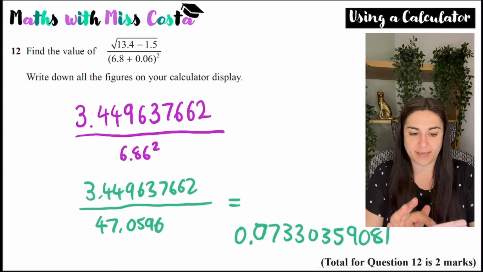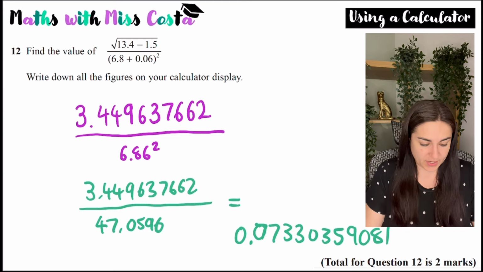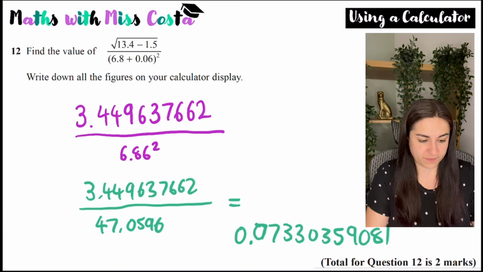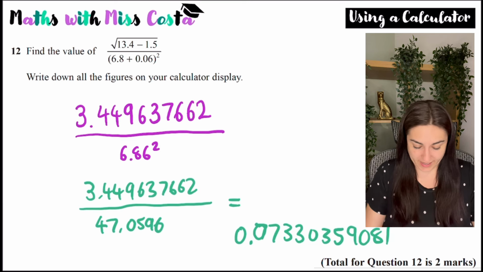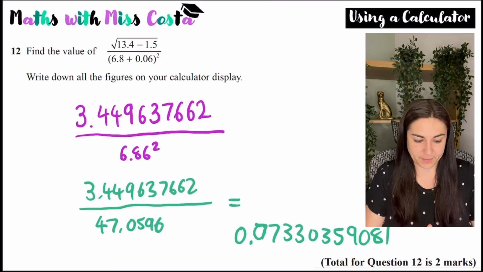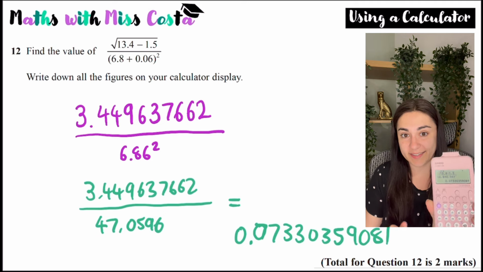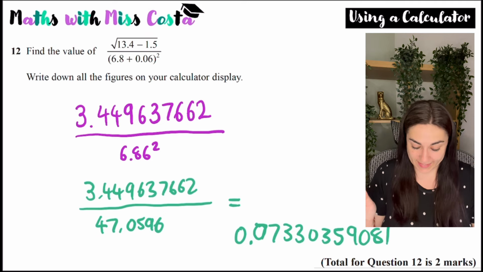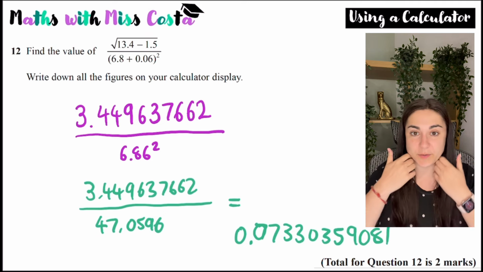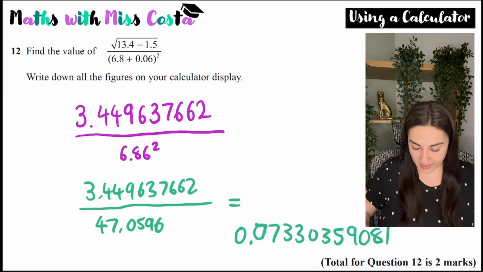Now you can do it all in one go if you feel confident. So you press the fraction button on your calculator, you press the square root of 13.4, take 1.5, and then underneath you'd open your brackets and write 6.8 plus 0.06, close the brackets and write that to the power of 2, and you would get the same answer. So if you're confident using a calculator, do it that way. If not, do it bit by bit and then bring it all together.